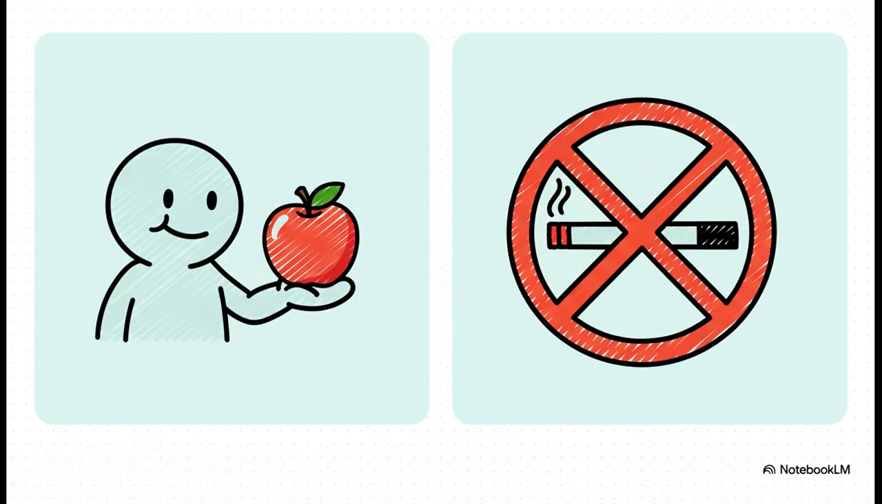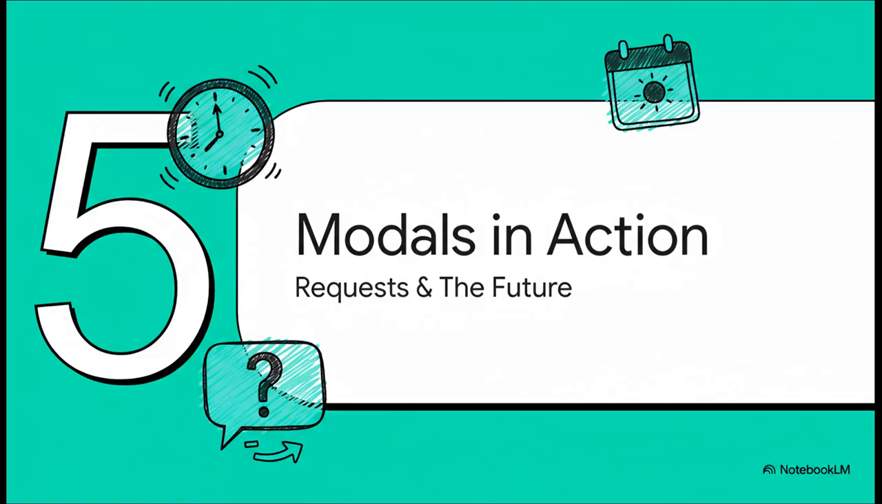In that same family, we've got should, which is perfect for giving friendly advice. It's not a rule, just a good idea. You should eat healthy. But on the total opposite end of the spectrum is must not. That's not advice. That's a strict, serious prohibition. You must not smoke here. It's a hard and fast rule. All right, we're almost there.